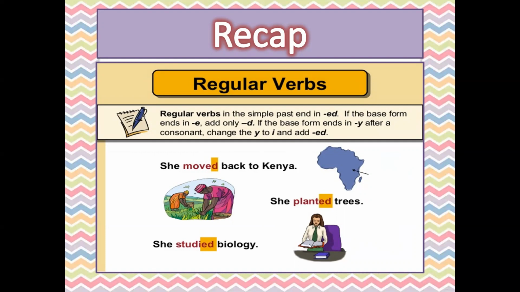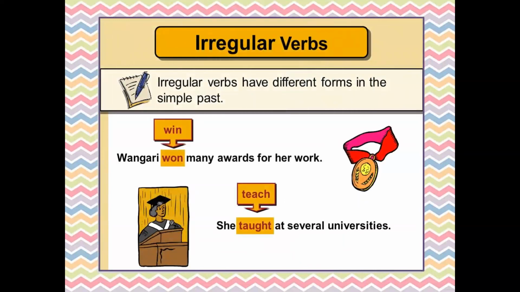The next example, she planted trees. Here we are adding ed, right? And in the last one, she studied biology. So here we are adding IED as there is a consonant. When we put here study, we will spell S-T-U-D-Y, right? So instead of Y, here we are going to add IED, right, students?